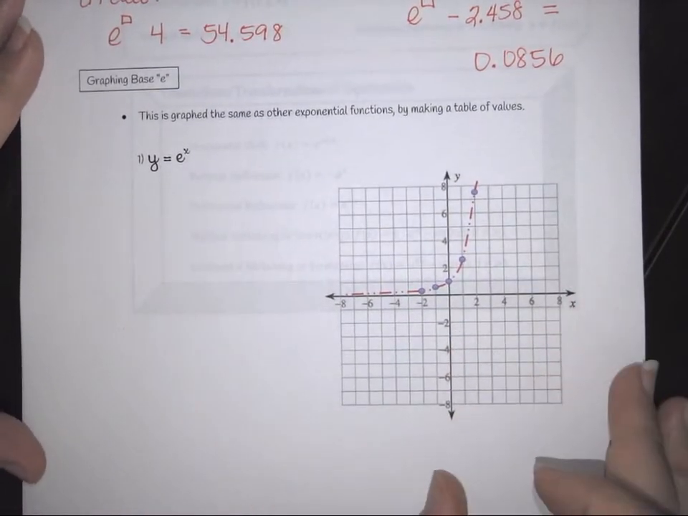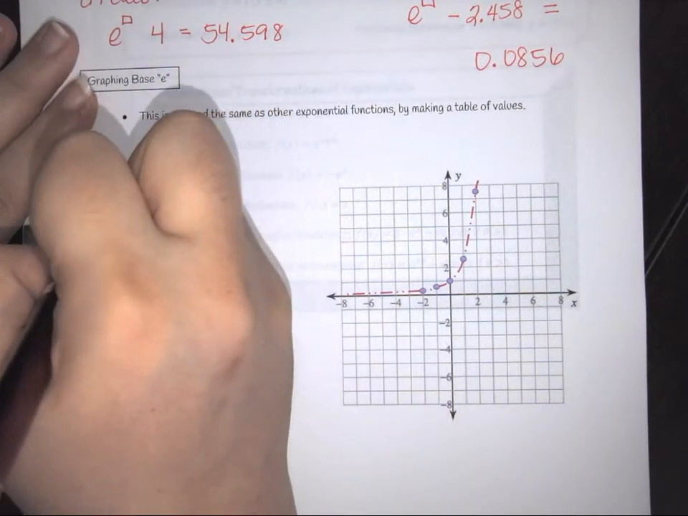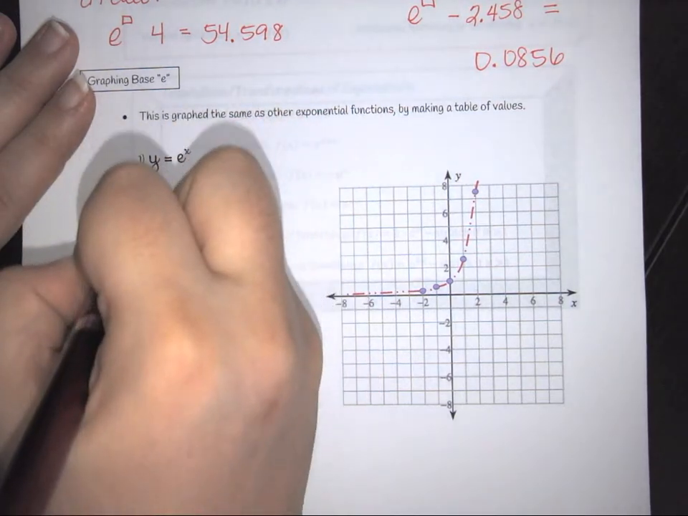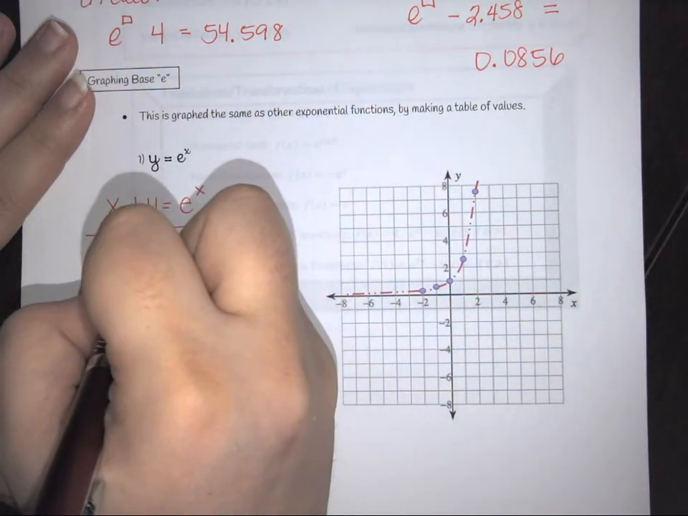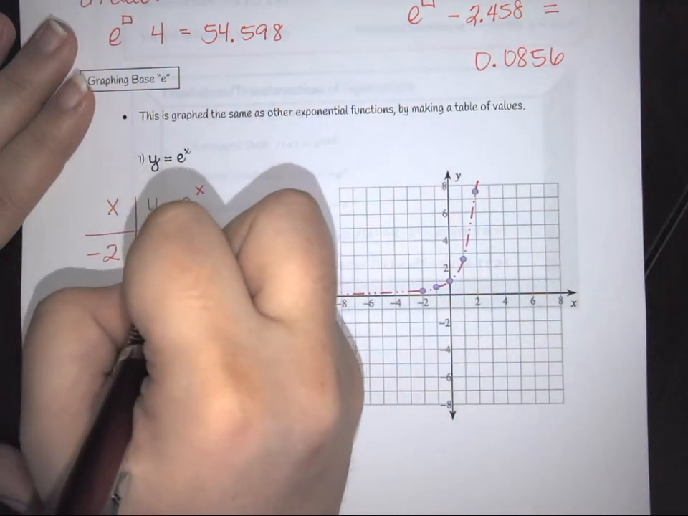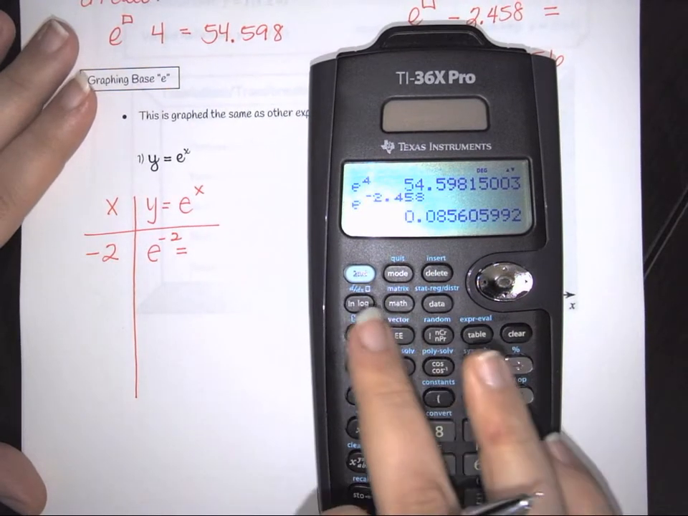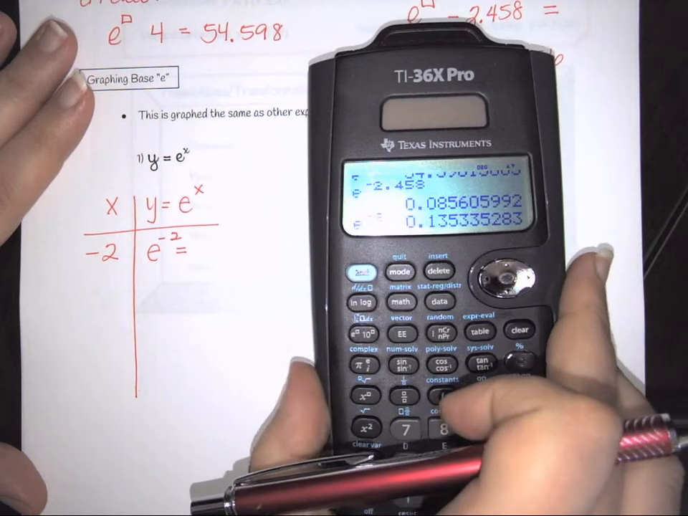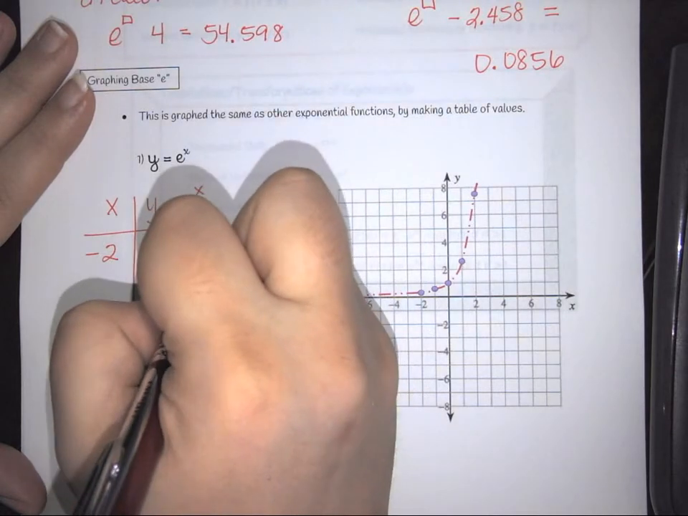Now we can graph this as well. Again, we would make an XY table. So x, y equals e to the x. Again, I would start with negative 2. So this is going to be e to the negative 2. Use your calculator. So we're going to have e to the negative 2, hit enter. In this case, we're going to round to the tenths just to make it easier. So here we're going to say 0.1.